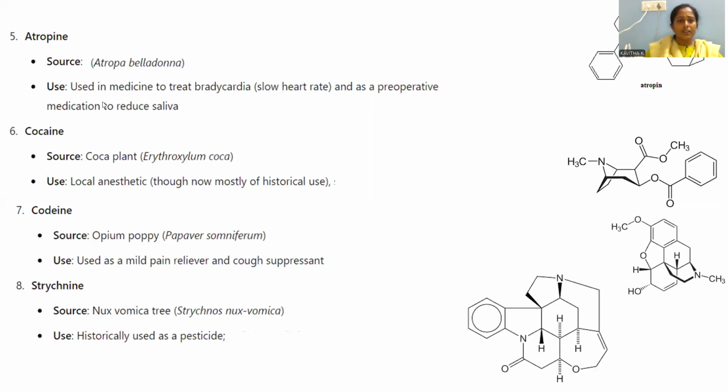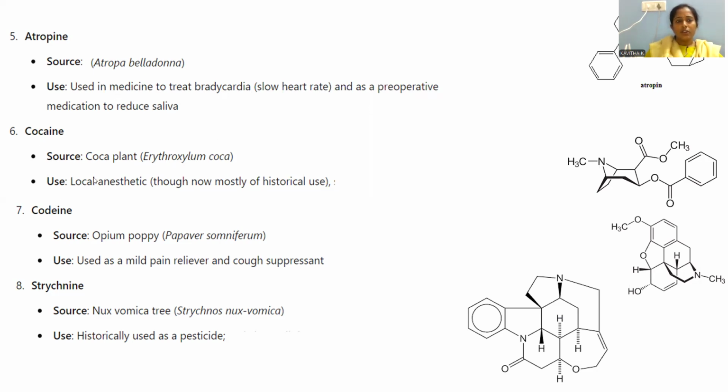Now, we are just getting a glance at what kinds of components are located in alkaloids, right? Atropa belladonna is the plant source from which atropine will be extracted, and it is a medicine. It is used for bradycardia, slow heart rate. It is used to treat hypertension conditions. It is also used as pre-operative medication to reduce saliva. So for the proper functioning of the heart, atropine works, and it is a kind of medicine.